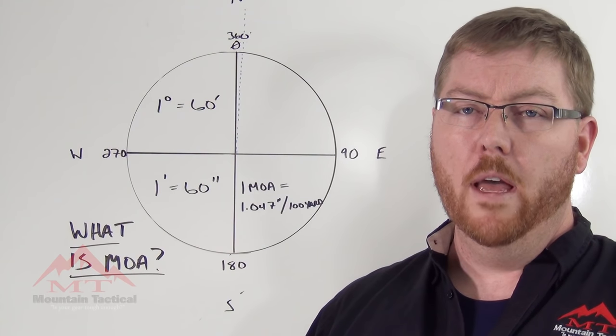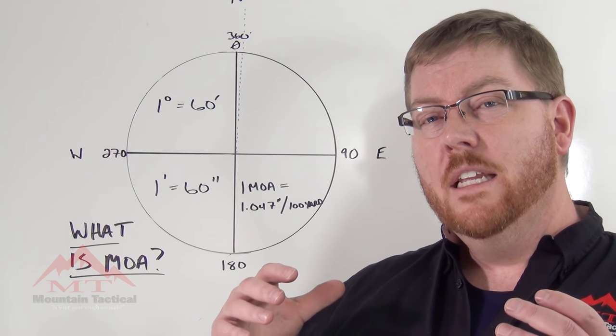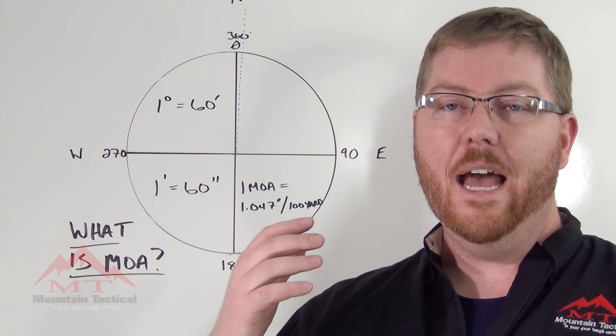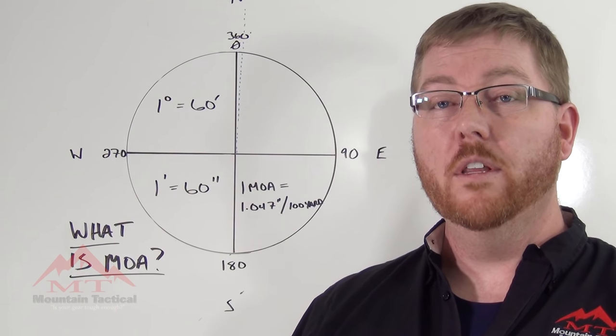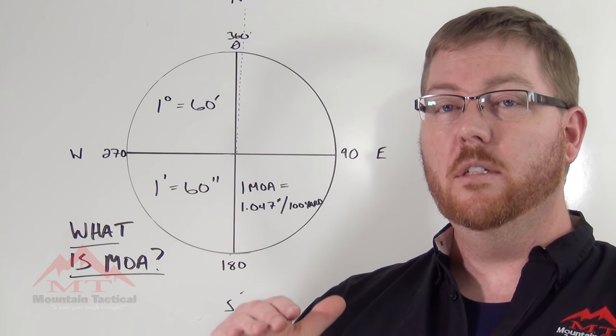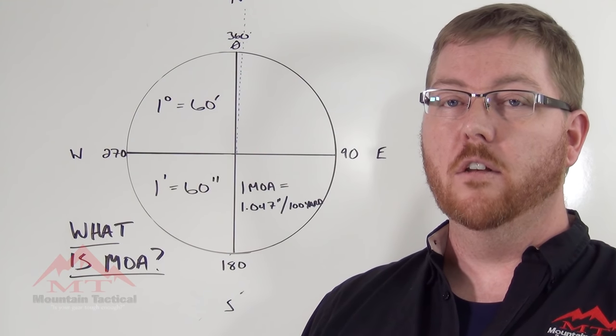All right, so what is MOA? MOA is an angular unit of measurement. Many times when somebody asks which rail they want to go with, they actually think we're referring to the height. What we're actually referring to is the built-in cant that we cut into the rail.